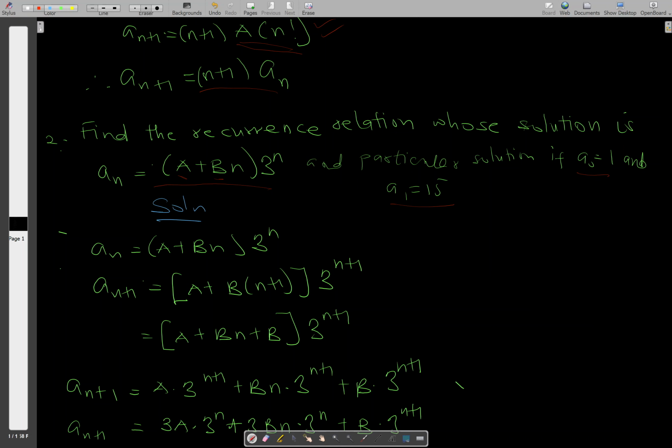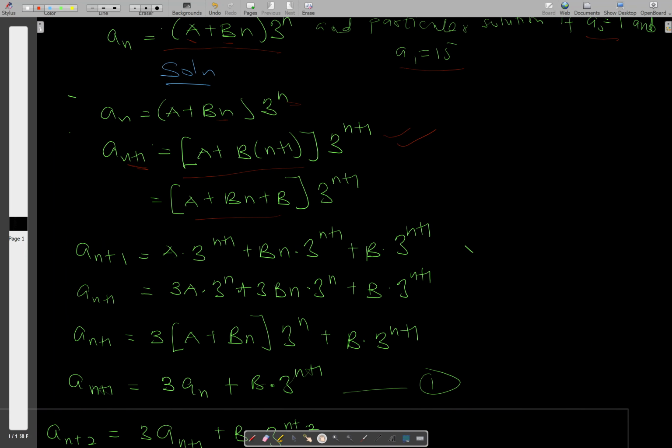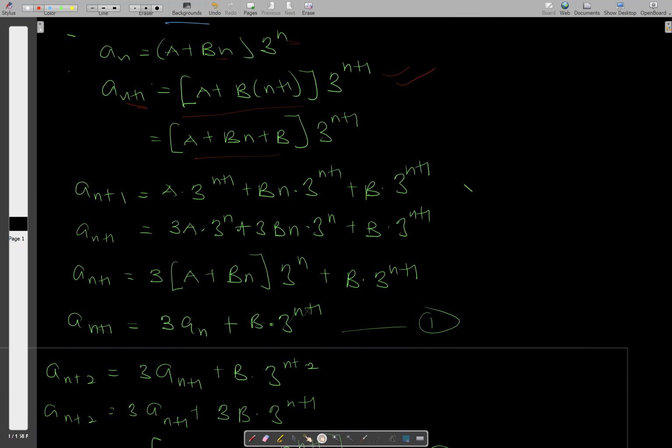First we find the next term, that is a subscript n+1. So we just replace n by n+1. When we do that, we obtain this. Now after expanding this equation, we obtained this. Then maybe you can remove brackets by multiplying through by 3 exponent n+1. When we do that, we get this. Now we want to find a way to eliminate one of the arbitrary constants.